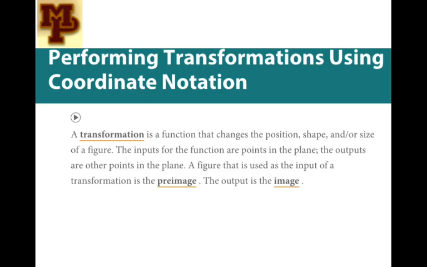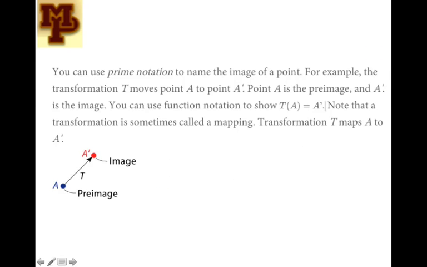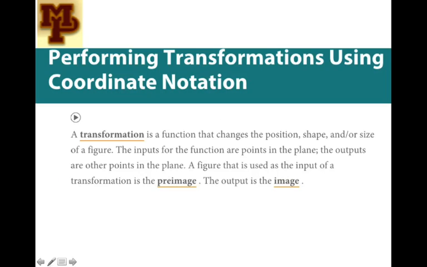When we do a transformation, we're changing the position, shape, or size of the figure. The numbers you put in are considered the inputs, and the outputs are what comes out. The figure that's used is called the pre-image, and the result, once you're done performing the transformation, is considered the image. So we have a pre-image and an image.